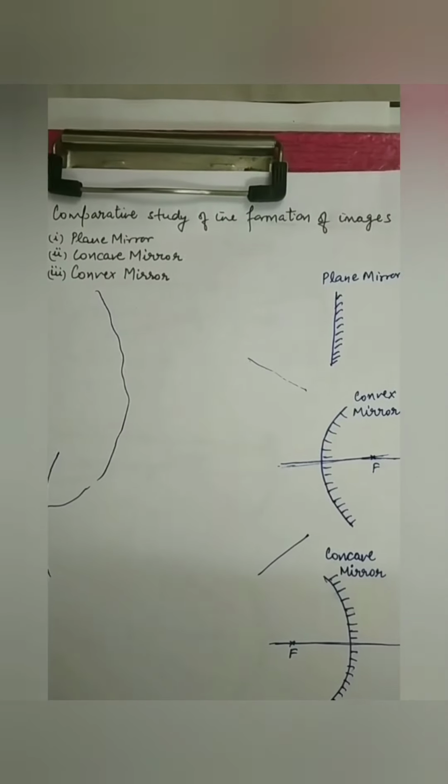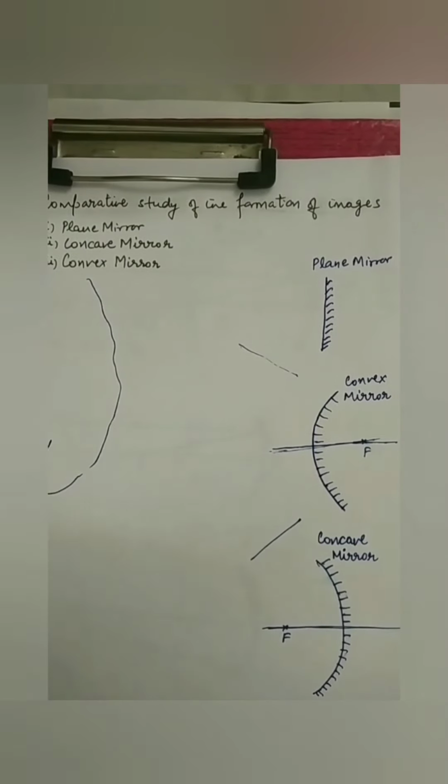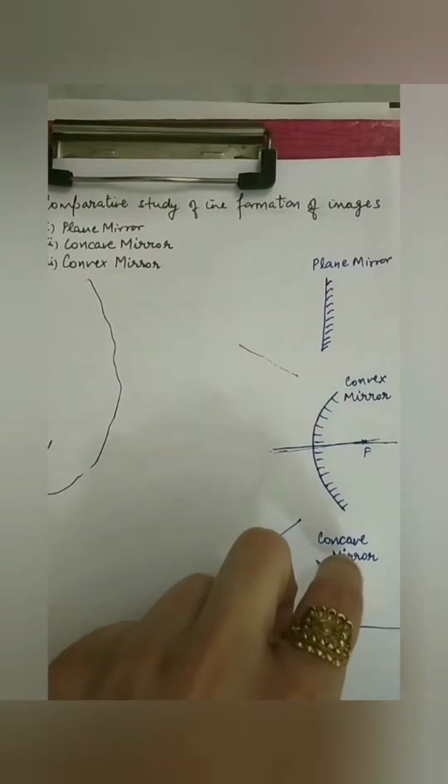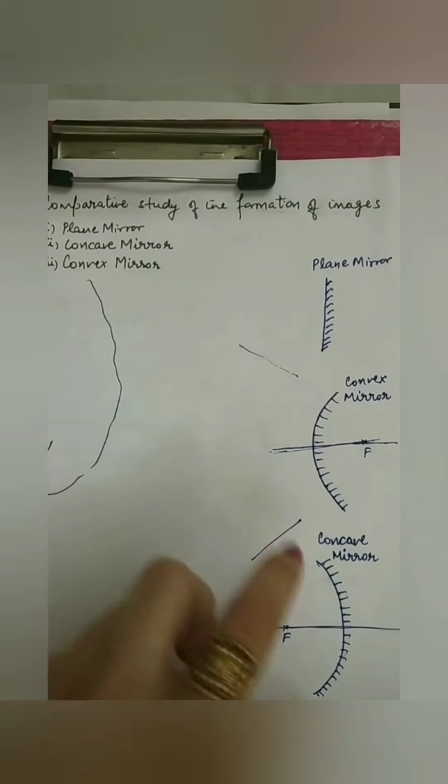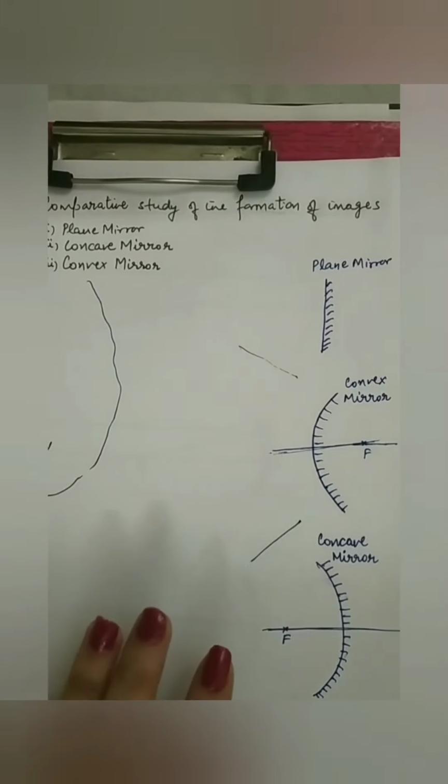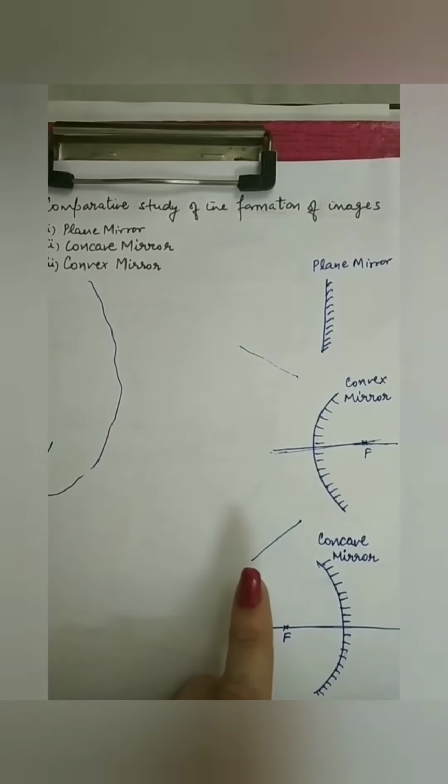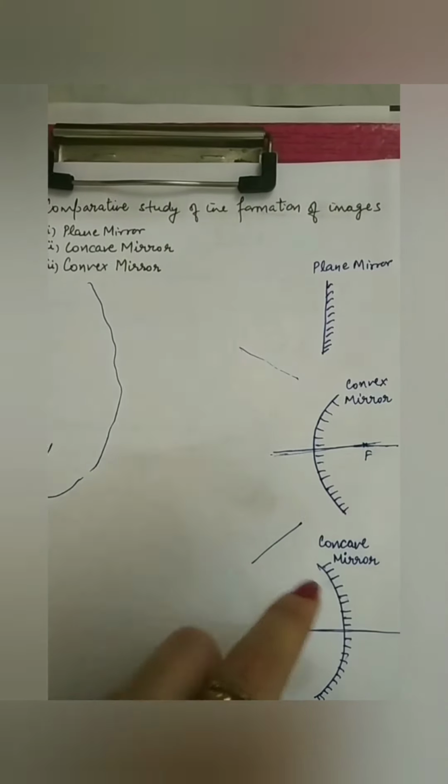Now the concave mirror. With a concave mirror, the full length of a distant object can be seen, but the image formed will be real and inverted.